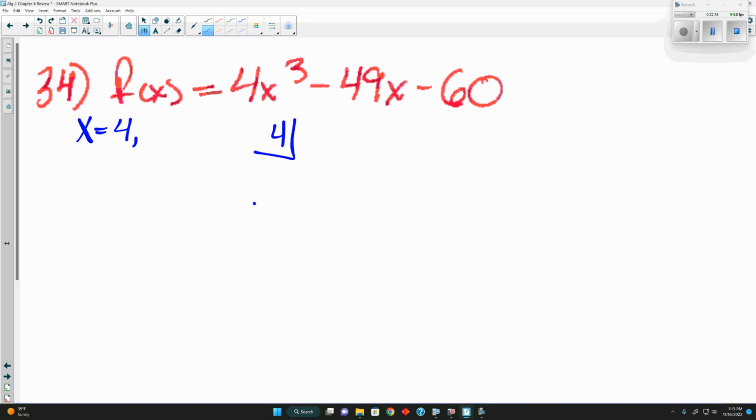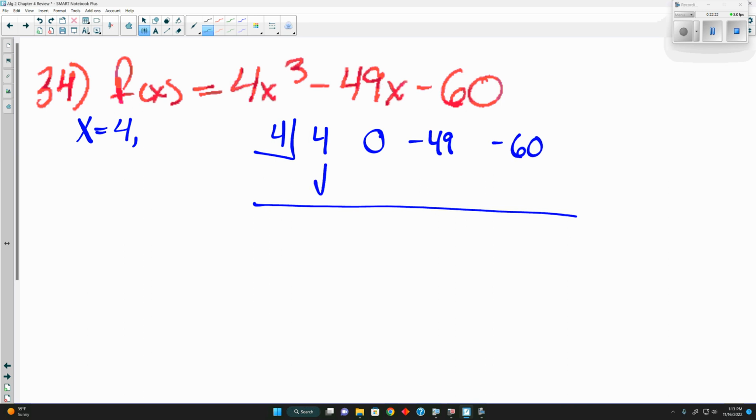We'll have 4 inside the cubbyhole. 4 for x to the third, 0 for x squared, negative 49, and negative 60. 4 times 4 is 16. 0 plus 16 is 16. 4 times 16 is 64. Negative 49 plus 64 is 15. 4 times 15 is 60, which does indeed give us a remainder of 0.